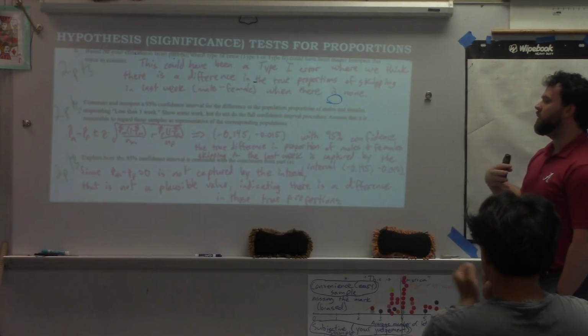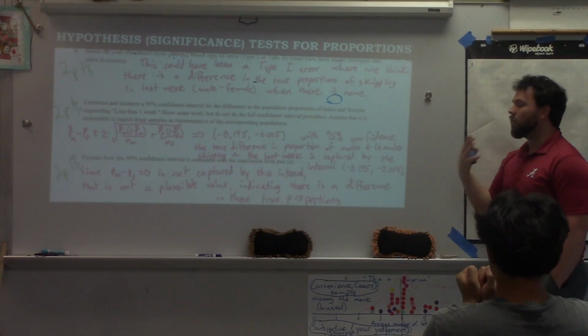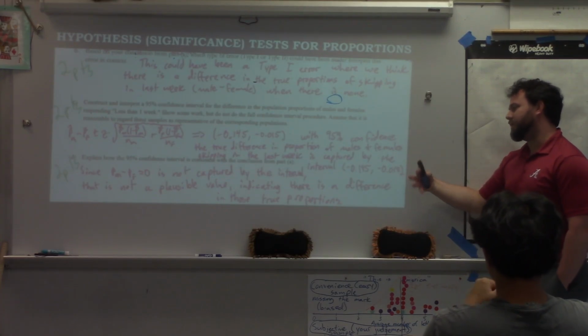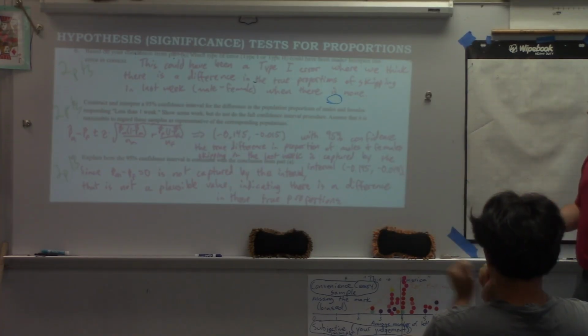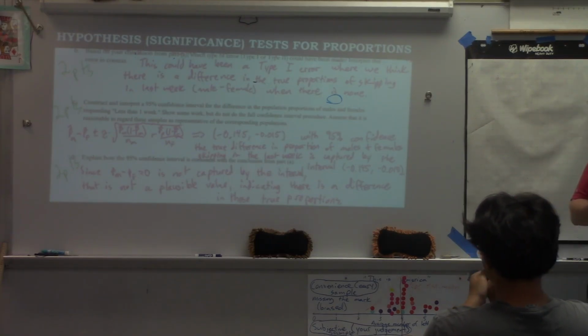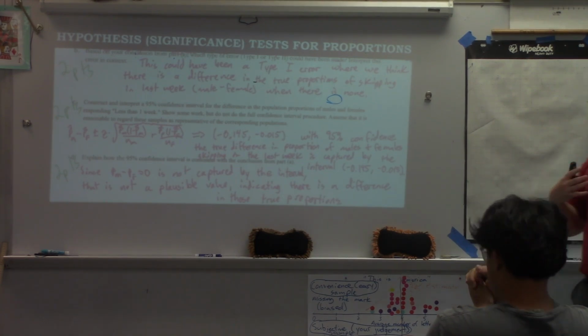Remember, a confidence interval is plausible values for our parameters, indicating there's convincing evidence for a difference in those true proportions, which isn't that the same thing that we said in part A? The p-value is way less than alpha, so there is convincing evidence for the alternative.